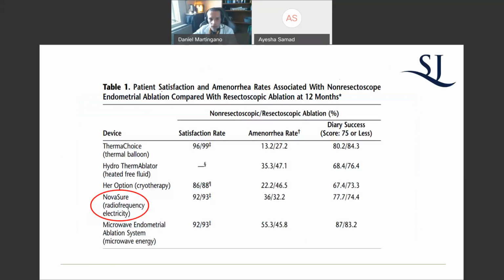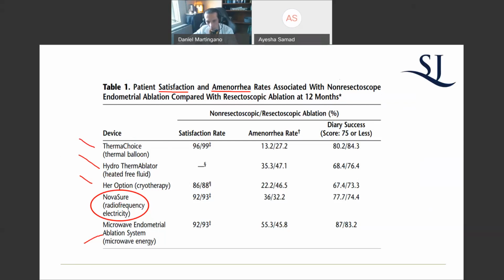So the satisfaction rate and amenorrhea, meaning that the periods stop and the bleeding stops, is how the outcome of this thing sort of was looked at. These were the different methods that used to be used. There was microwave energy. There was actually ThermaChoice, which was filled up with a balloon full of hot water, boiling water, and then that would cook the endometrium. I used this when I was an intern, but now it's since been pulled from the market. There were things like leakage of the water and burning everybody, no bueno.